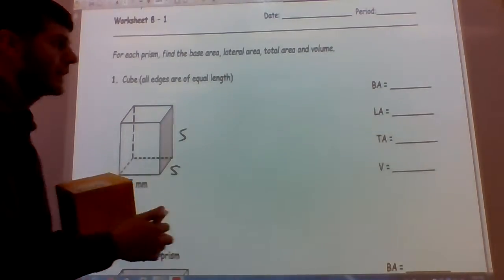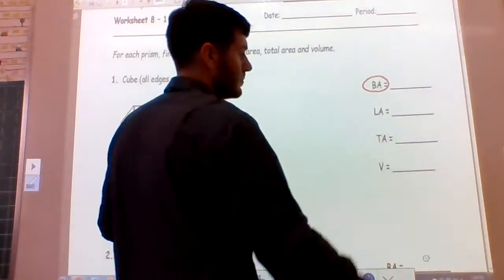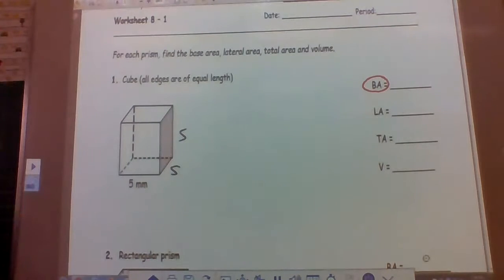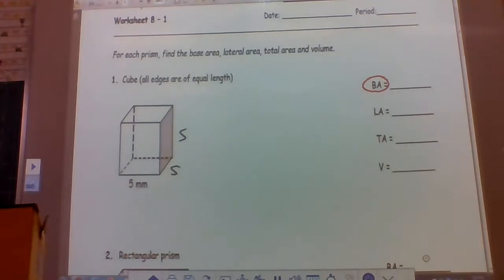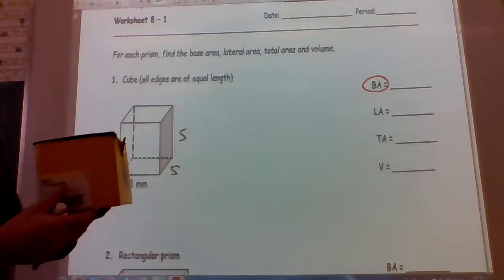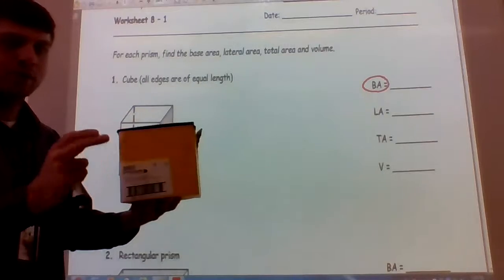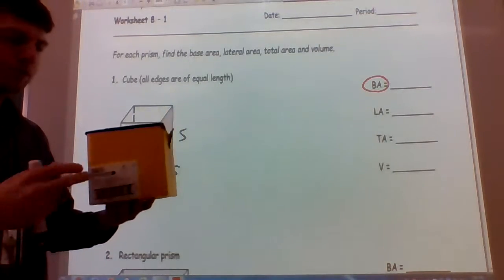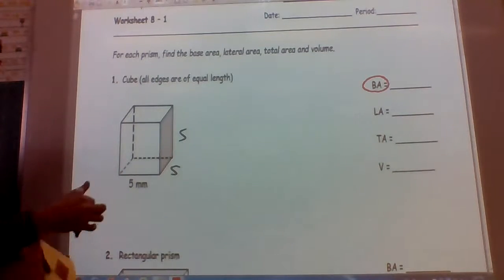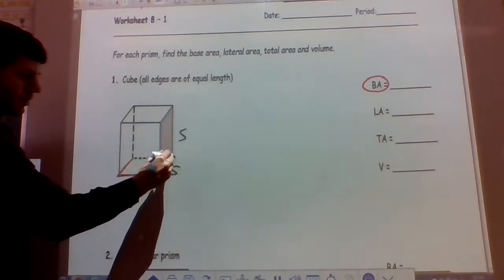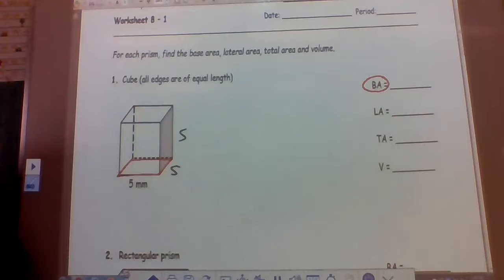Okay. So the first one asks for base area. Again, for rectangular prisms, and a cube is a rectangular prism because squares are rectangles, it doesn't matter which 2 bases you pick. You can pick the top or the bottom, the front or the back, or the left or the right. Whichever, just any 2 sides that are opposite each other. So let's pick the bottom and the top. So here's our bottom.